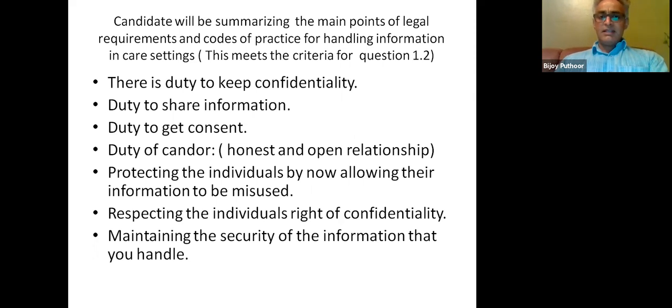In health and social care, confidentiality essentially means that the information you have received to do a particular task should only be used for the purpose for which it is given to you. Duty to share information. Although we have a duty of confidentiality, we also have a duty to share information. You are expected to break confidentiality and share the information if there is a potential for abuse, if an actual abuse has happened, or if there is a potential for a criminal activity, or if a criminal activity has happened.